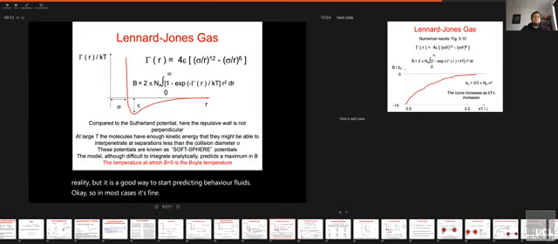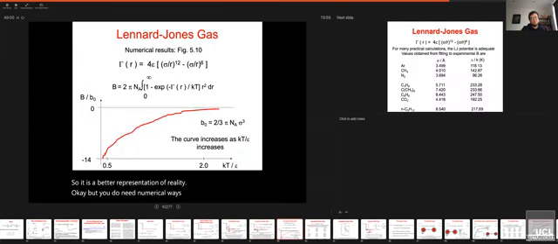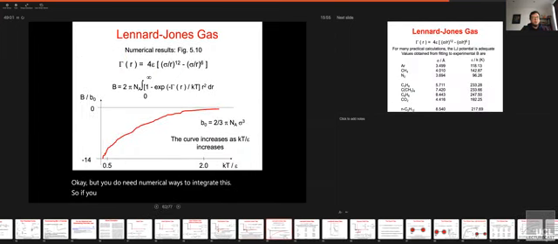The Lennard-Jones, it's now more complicated. You still have two parameters, though. You have the sigma and the epsilon. But now you need to do numerical approaches if you want to integrate this. And it is a little better representation of reality. It does show a little bit of a maximum in the B that you predict as a function of temperature. So it is a better representation of reality. Okay, but you do need numerical ways to integrate this. So if you plot this B as a function of temperature, the curve looks like this, and it's okay.